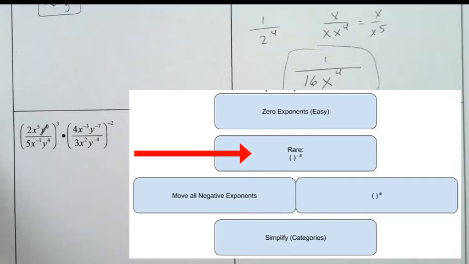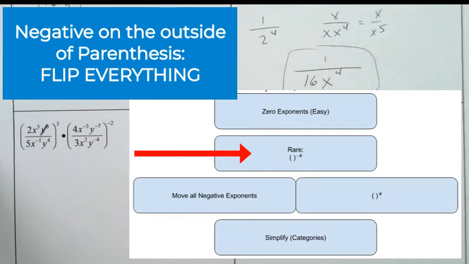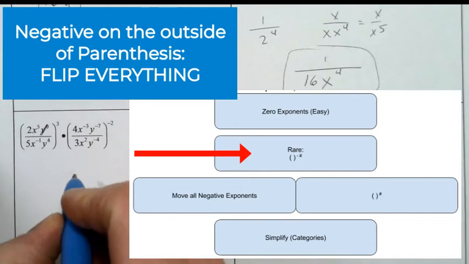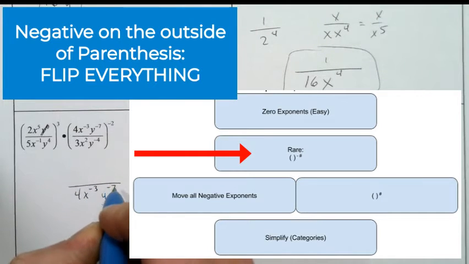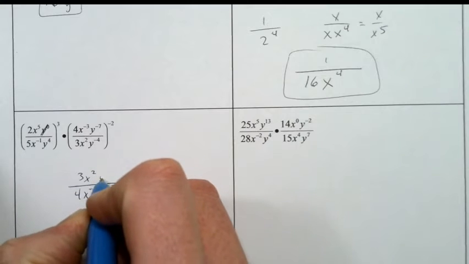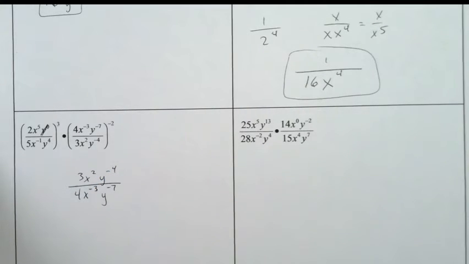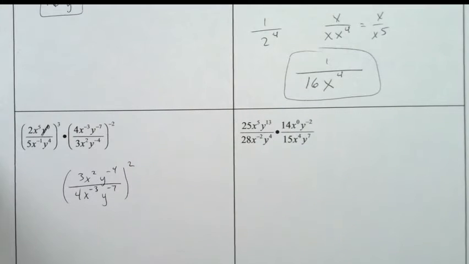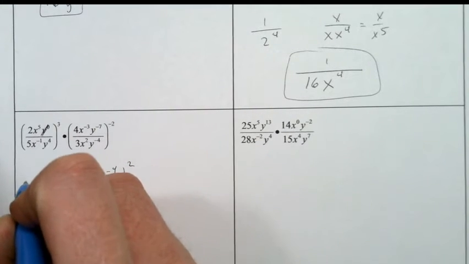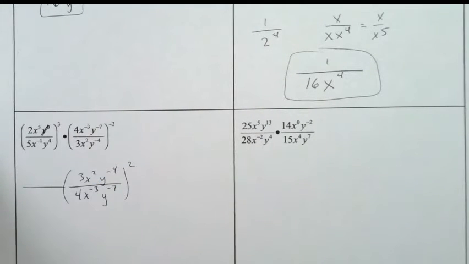Next, I'm going to look for that rare case where I have a negative exponent on the outside, and look, I have a negative exponent on the outside. What that means is everything in those parentheses are going to flip. That means I had a 4 on top, it now goes to the bottom. So I'm literally just going to rewrite this entire thing just flipped. And that doesn't take care of the entire exponent, it just takes care of the negative. And just so I don't lose anything, I'm going to rewrite the left one as well.